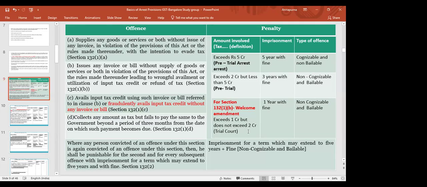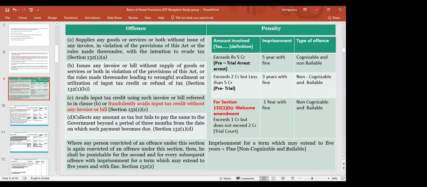And anyway, there is no arrest here, because it is only 1 year of imprisonment. No arrest. And if he is convicted of an offense and it is continuing, even for the second and subsequent offense, then it can extend to 5 years with fine. That is, if it is a repetitive offense, up to 5 years with fine under 132 subsection 2 of the GST Act.